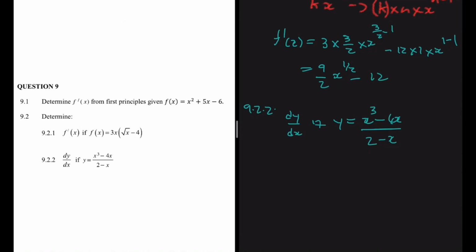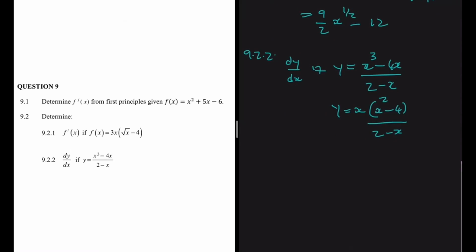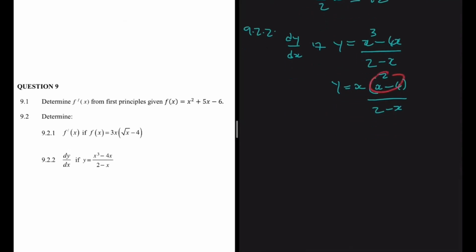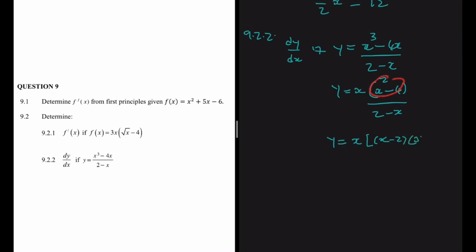Let's take x as a common factor on the numerator, right? So we're going to get y is equal to x, and then we're left with x squared minus 4 divided by 2 minus x. And wait a minute, now we have a difference of 2 squares, right? So we can factorize that. So we're going to have y is equal to x, and then now we have x minus 2 multiplied by x plus 2, right?